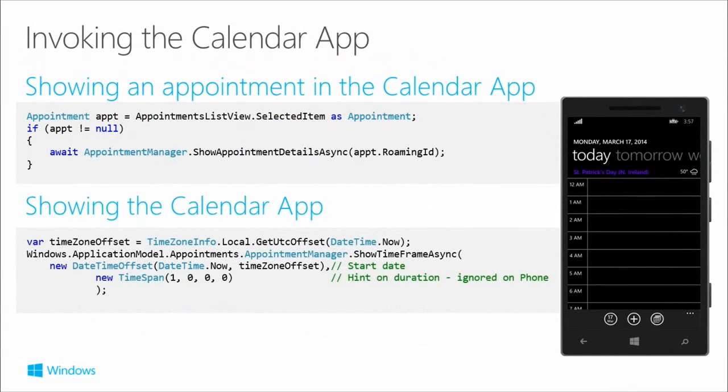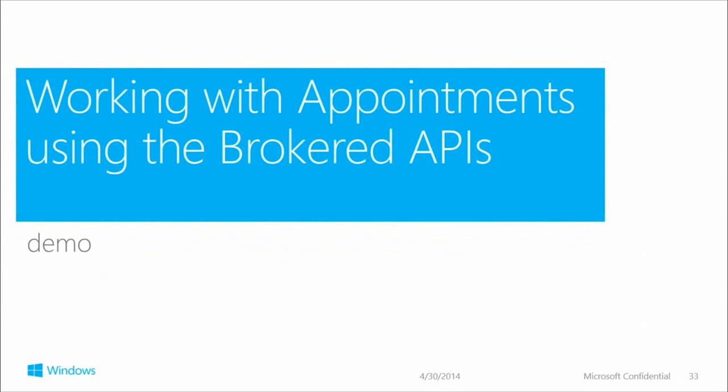You can easily find an appointment in the calendar app and show details of it, and actually you can simply show the calendar app for a particular time zone very easily as well. Let's just give you a quick look at what that looks like. Very simple, a little demo.